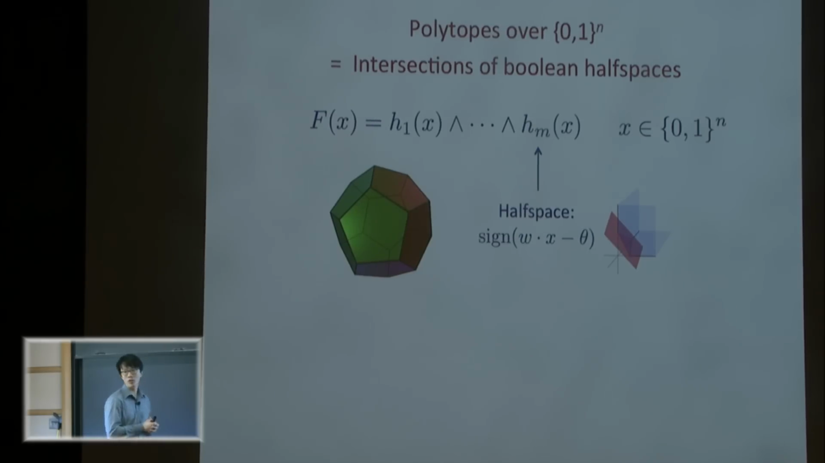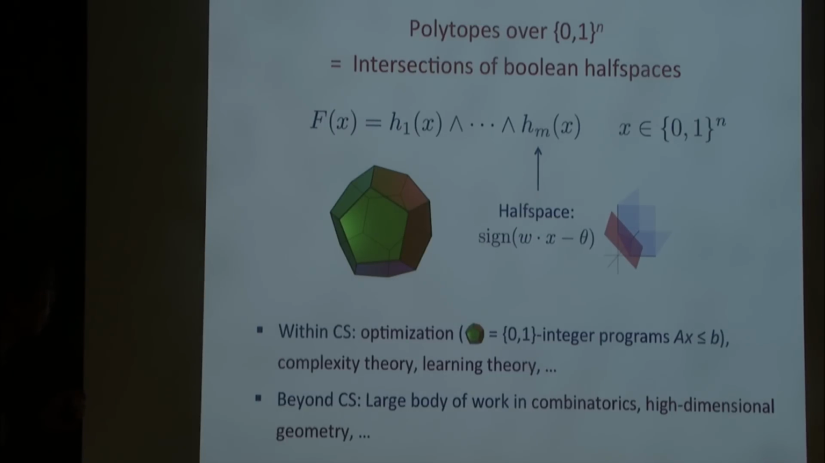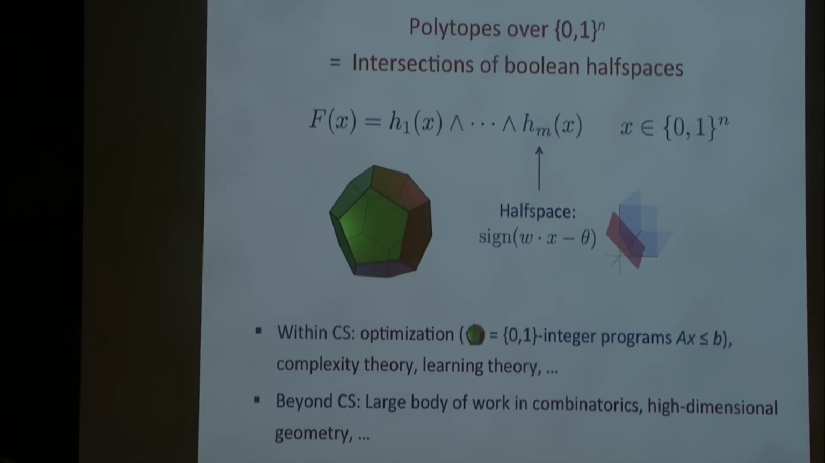Polytopes, you can view over all sorts of spaces. In this talk, we will focus exclusively on the Boolean hypercube. So we're interested in 0, 1 valued inputs to these polytopes. As we know, these are very, very basic objects. Within optimization, they correspond exactly to 0, 1 integer programs. They show up a lot in complexity theory and learning theory. It's just a fundamental class of Boolean functions that we want to understand.